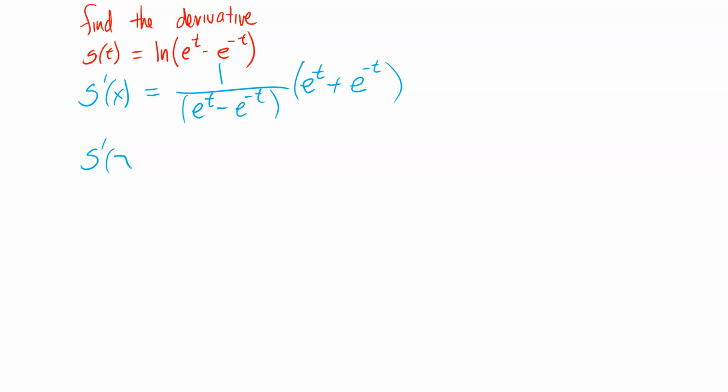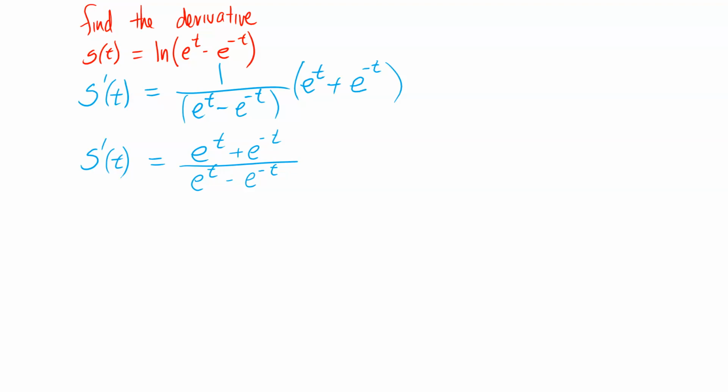Oh my gosh, I realized I was writing an x. What do we end up with? e to the power t plus e to the power negative t over e to the power t minus e to the power negative t. You can't simplify any more than that, so that's a good stopping point. Maybe we should go back.